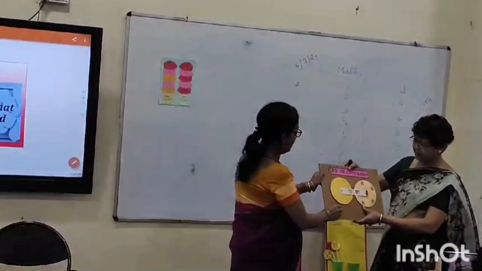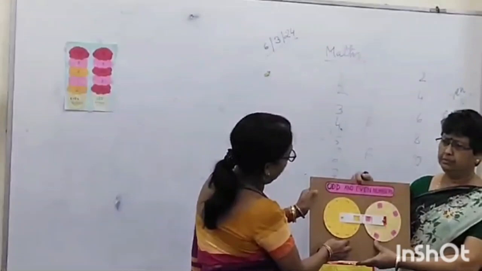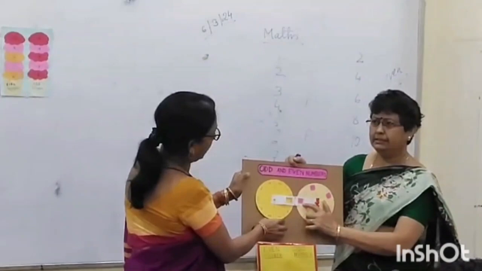98 is also an even number. 58 is also an even number. Give an understanding here. 57. Is 57 an even number or an odd number? Odd number. Why? Because 7 is not divisible by 2. The ending number is not exactly divisible, so the ending number is odd.